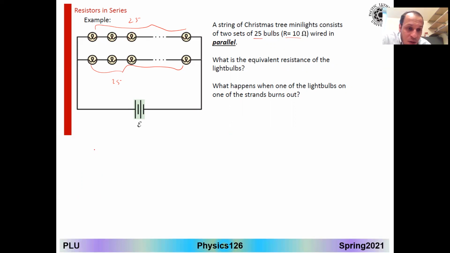So basically what do we have? I represent all my upper lights with one single equivalent resistor, and represent the lower bulb line with one single equivalent resistor, and feed this into my 120 volt circuit.